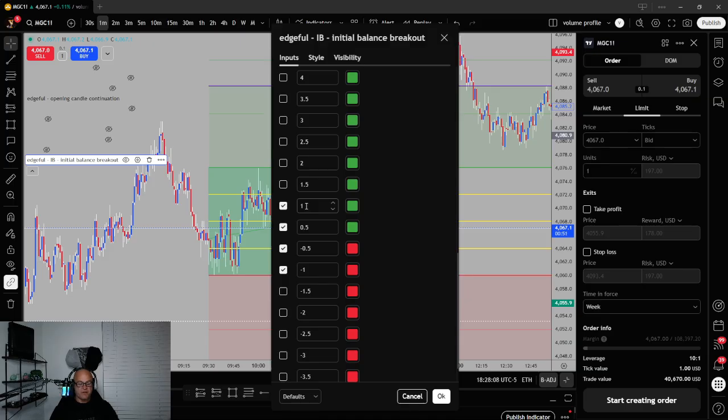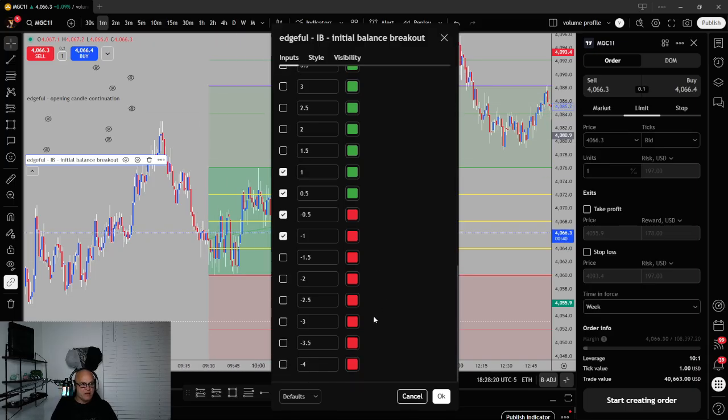I want to be taking off the majority of my profit at the 0.5 deviation, and then maybe leaving a runner if I can to get to that second level. Okay. So that's what that looks like in the settings.